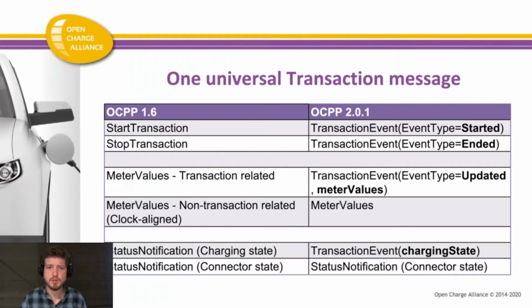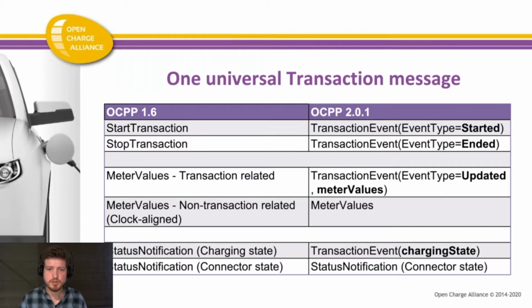I've created a table which displays how the OCPP 1.6 messages on the left side are mapped to 2.0.1 on the right side. So if you look at the 1.6 table, you can see start and stop transaction, and this is mapped to the transaction event, and start transaction will have event type started and stop transaction will have event type ended. So one of both transaction events of this type are sent during a transaction.